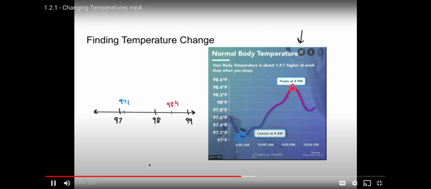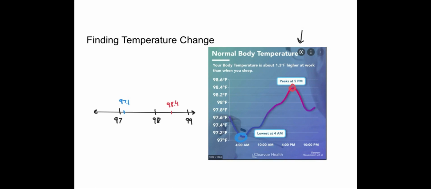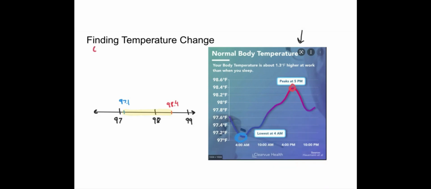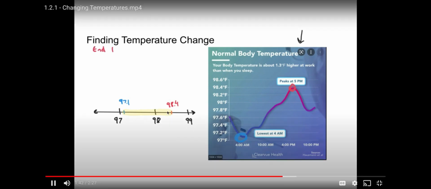It's around 98.4. And so to find the change in temperature or the difference between temperatures, so we are looking for this space in there, we need to look at our ending. So our end temp minus our starting temp, and then that will give us our change.